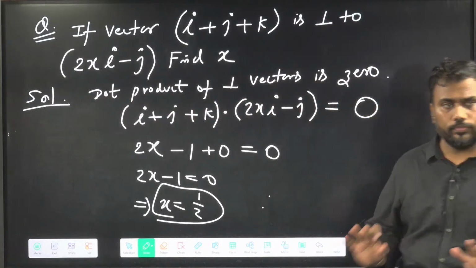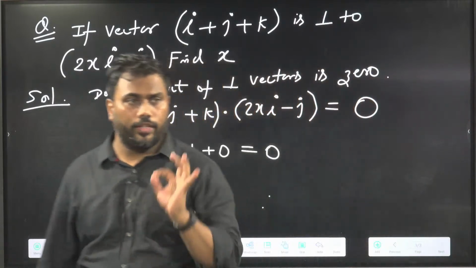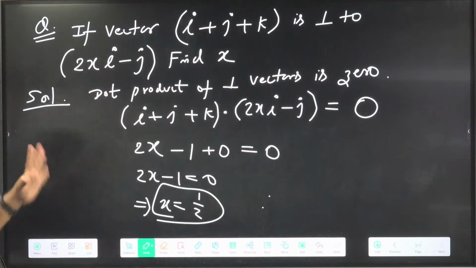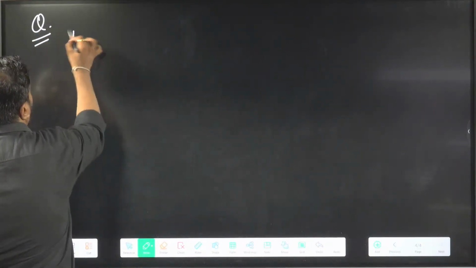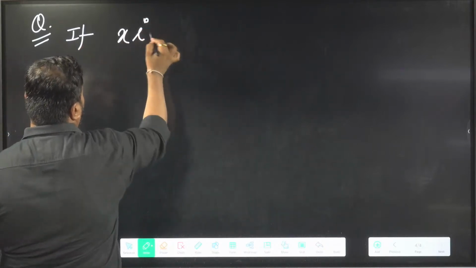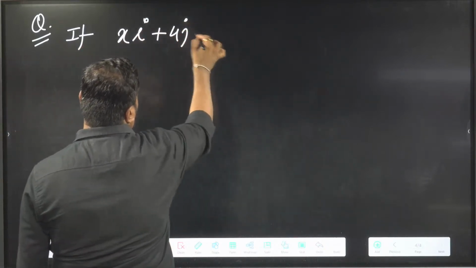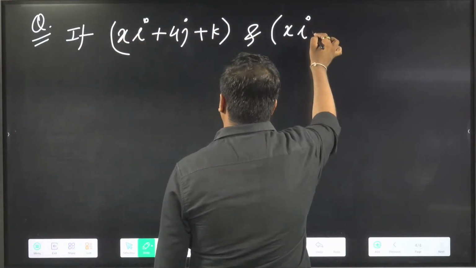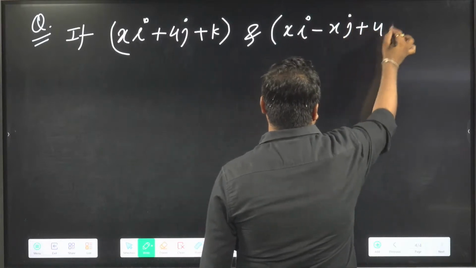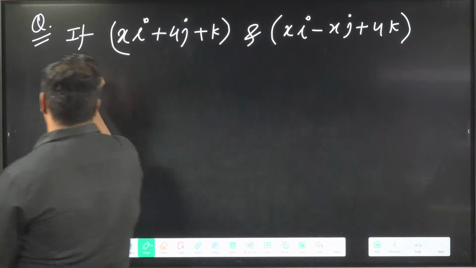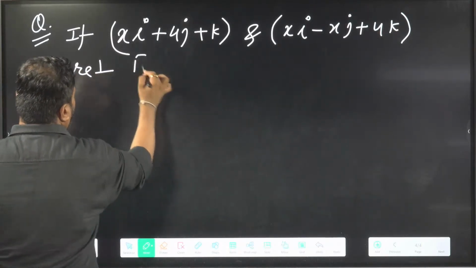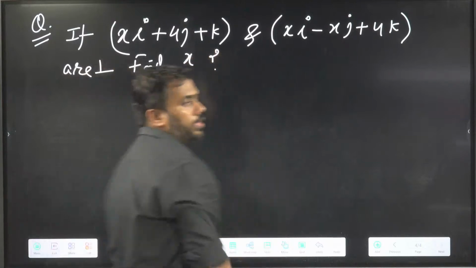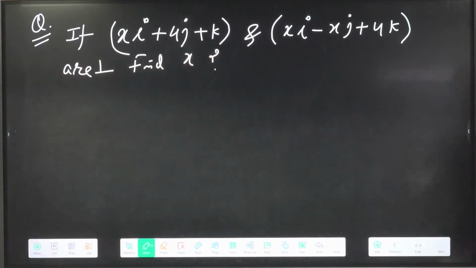Is this clear? A lot of students are giving me the correct answer. Very good. Very simple question. Whenever two vectors are perpendicular, we can use the dot product concept. Okay. Next question. If xi plus 4j plus k and xi minus xj plus 4k are perpendicular, find x. Now find the value of x if these two vectors are perpendicular.